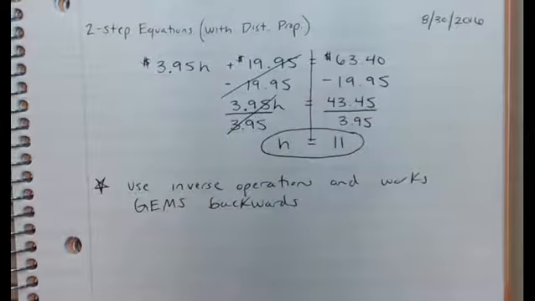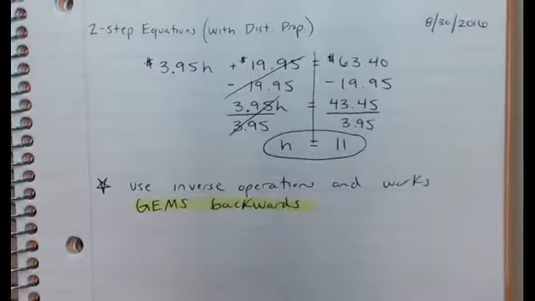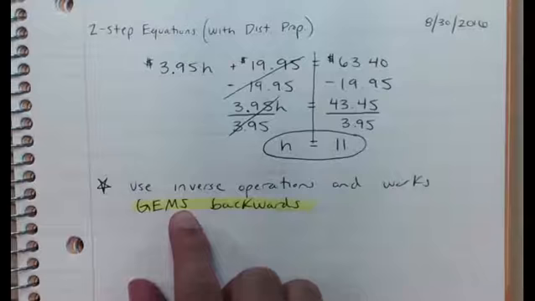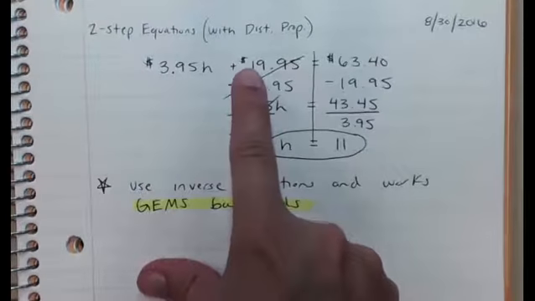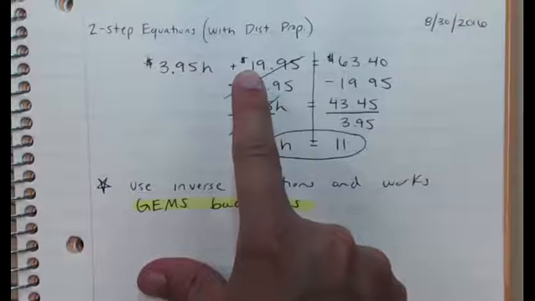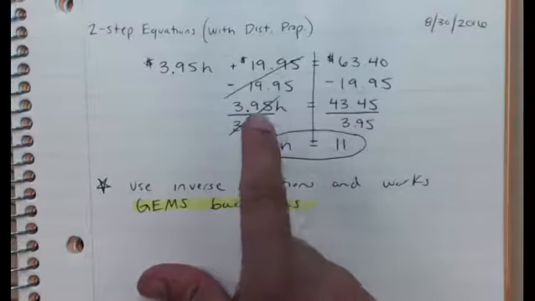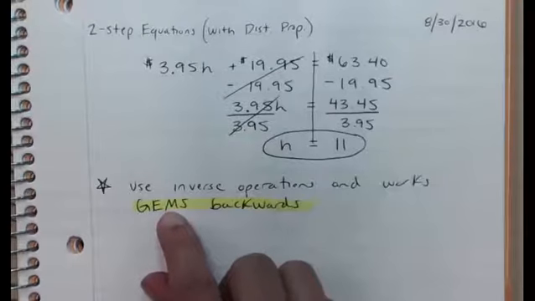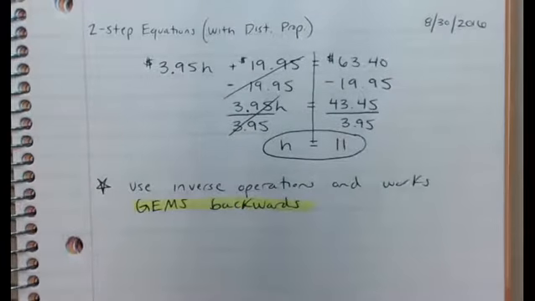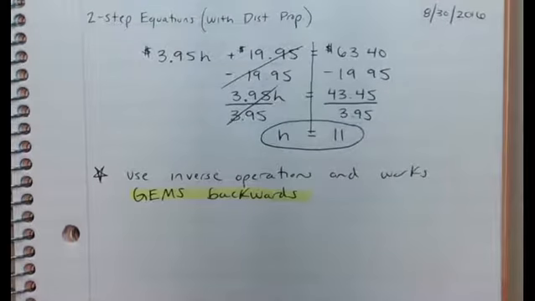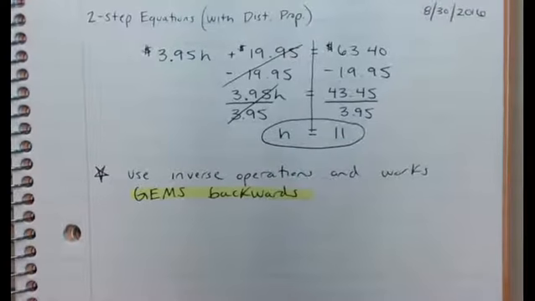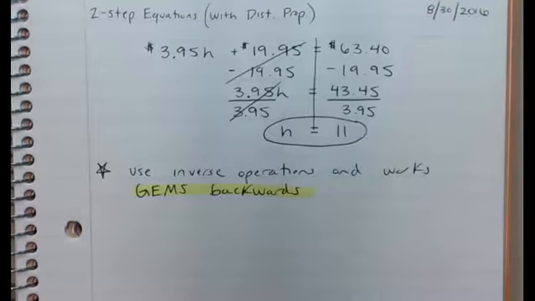Now you're going to hear me say a lot, get rid of the number not attached to the variable. That's the same thing as working GEMS backwards. If you think about GEMS, and I want to work them backwards, that means I'm going to be looking at the S first, the subtraction and addition. I needed to get rid of what was being added first. That was the first thing. Then this step right here, to get H by itself, I took care of the multiplication. So you're working GEMS backwards. That's what I always think of. Okay, again, this is two-step equations, so we're going to keep going, get some more practice. This should be review from last year because I know you guys did a ton of this.